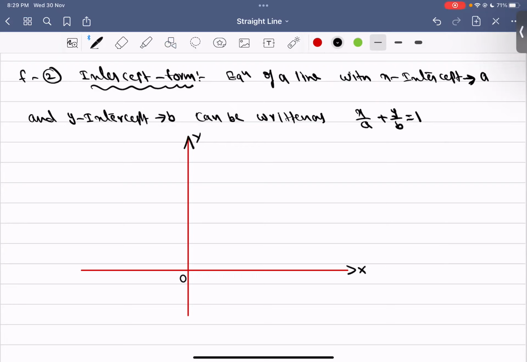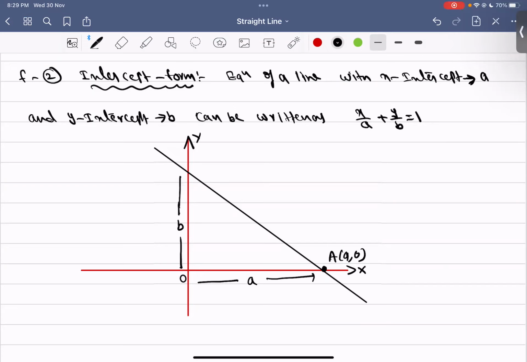So you take one line. This is the given line. We need to derive this line's equation in intercept form. Here the x-intercept is a, meaning the line intersects the x-axis at a units distance from the origin. Suppose capital A is (a, 0), and it intercepts the y-axis at b units distance. Therefore, B is (0, b).